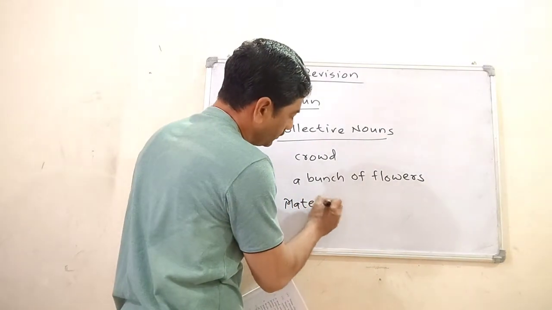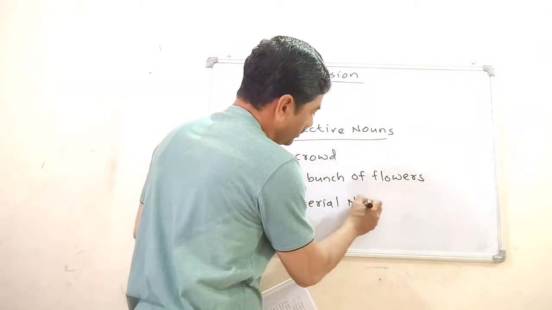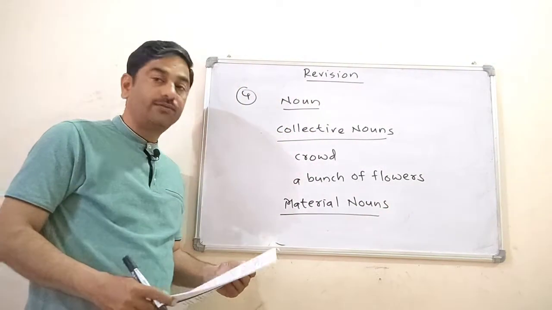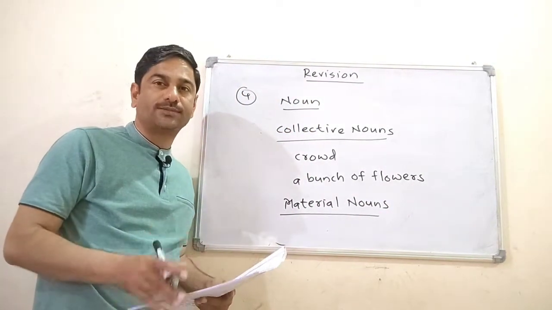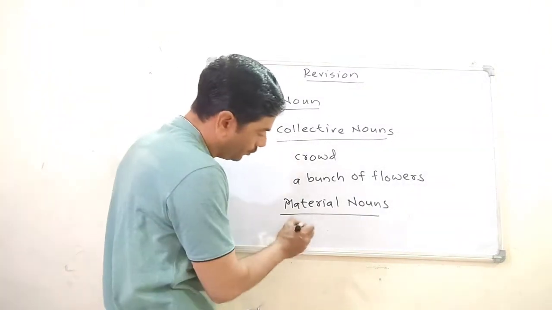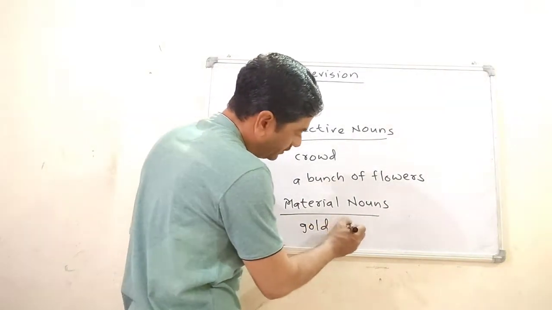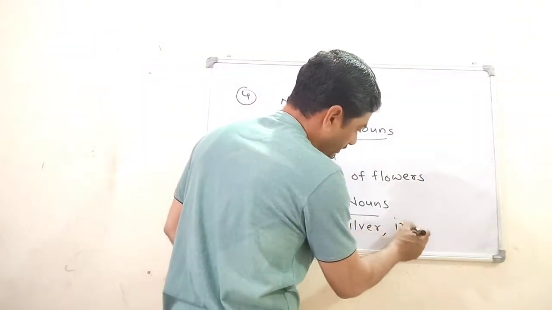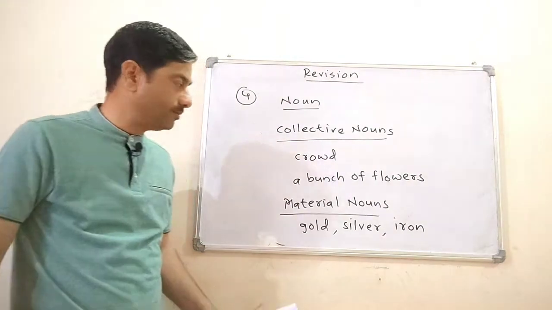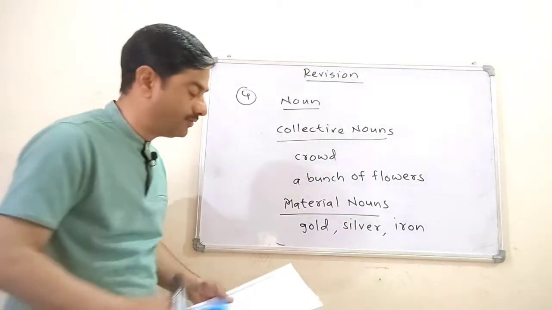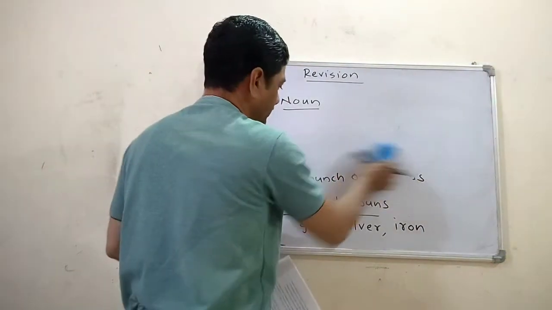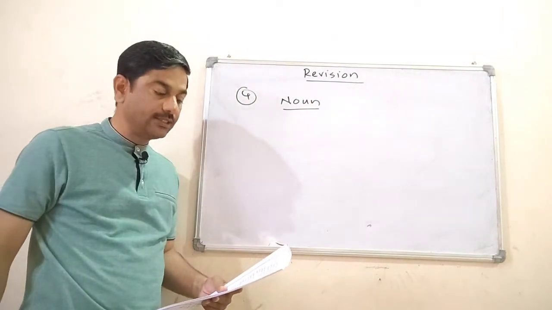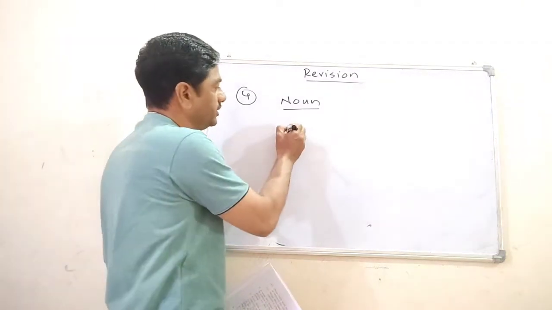What are material nouns? Material nouns stand for the names of materials or substances. For example, gold, silver, then iron. These are some of the examples of material nouns. They refer to materials or substances. And then we studied abstract nouns also.